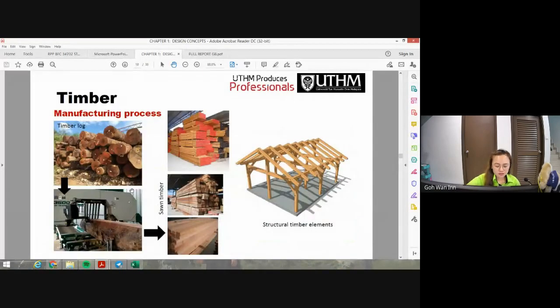Okay, so the manufacturing process is easy. You can see that this is a timber log. Then it will become the sawn timber, and then they will straight away use it. But they can go through the process first.